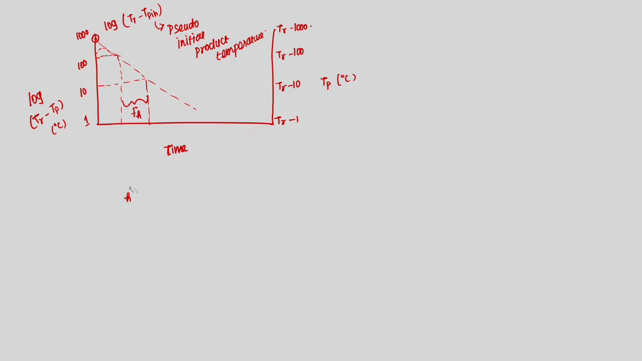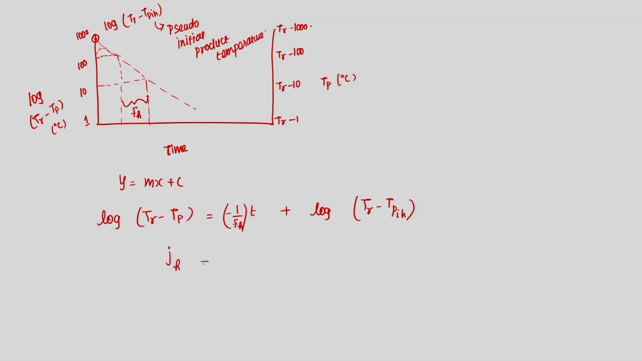If you see it from the mathematical point of view, I can write y equal to mx plus c. Here y is log of Tr minus Tp, right, and my x is t, and my slope is minus 1 upon Fh. So, m into x plus c, where c is the intercept, which is log of Tr minus Tp IH, right. From this I can also introduce another factor, which is JH. JH is nothing but Tr minus Tp IH upon Tr minus Ti, where Ti is the initial product temperature.